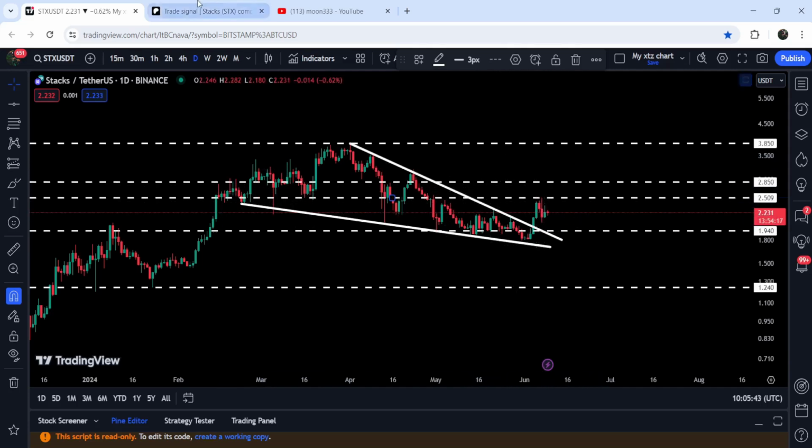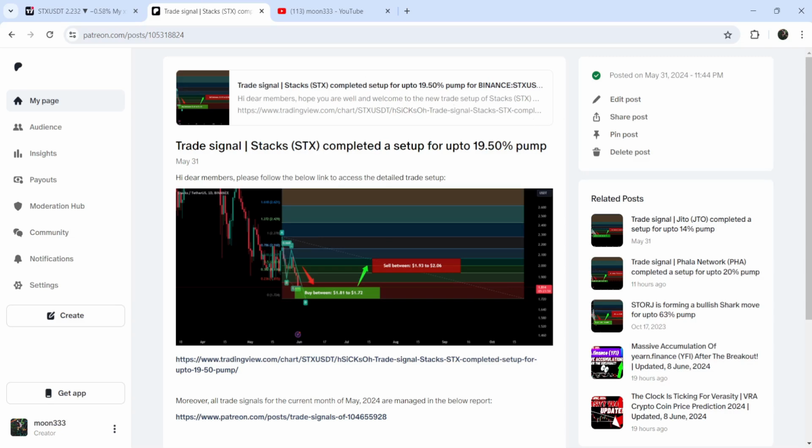And I would also like to share with you my most recent trade signal for STX that I shared almost 10 days ago with my members. And so far, this move has produced almost 40% pump.